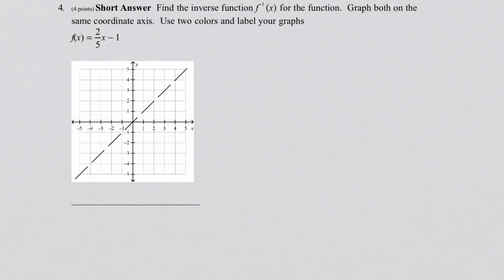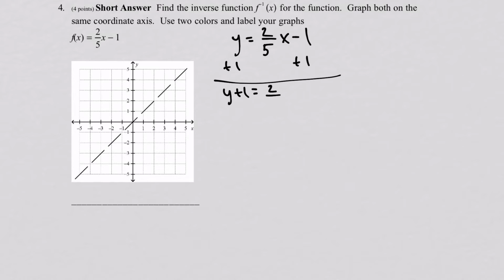Let's do the same thing we did in problem number 3. So f of x is equal to 2 over 5x minus 1. I'm going to change f of x to y. Let's use black. Y is equal to 2 over 5x minus 1. Then what I'm going to do is solve for x, meaning isolate it. So I'm going to add 1 here. So it's y plus 1 is equal to 2 over 5x.